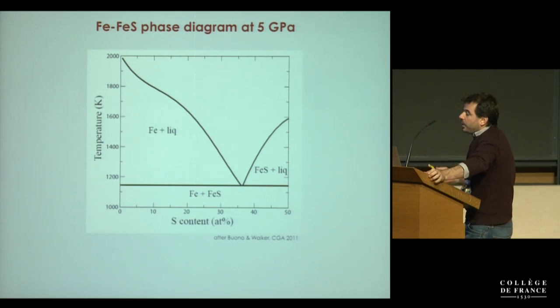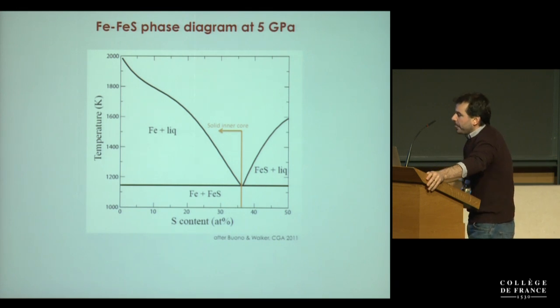Now, if we want to have a solid core coexisting with the liquid, the amount of total sulfur needs to be below 37%, because otherwise the solid phase will be FeS, which is less dense than the surrounding liquid.